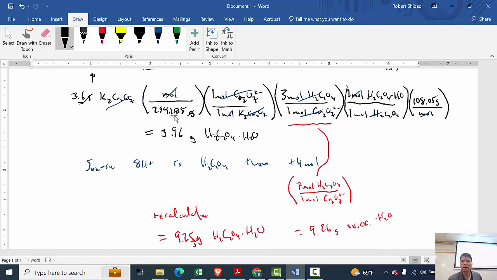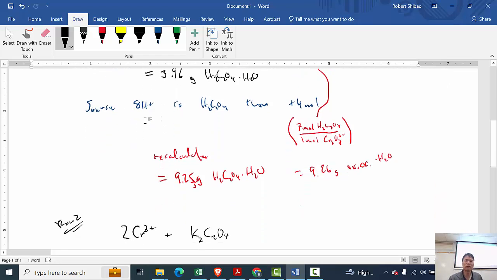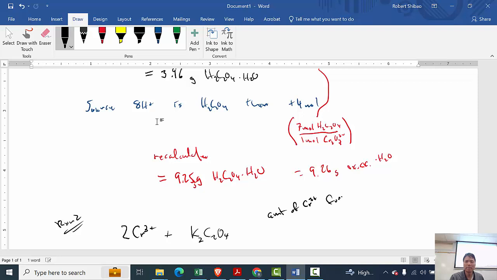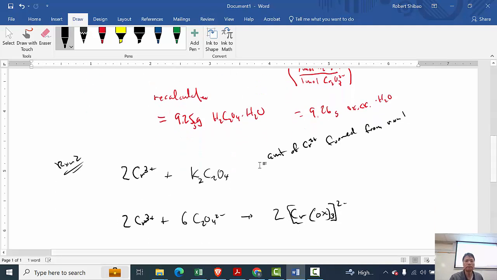What I'm saying is here, rather than figuring out how much oxalic acid, we'll just figure out how much product will form. There are different ways we could do that. I'll do it the long way. There are shortcut ways we could do this. And so let's see, amount of chromium 3 formed from reaction 1. So here we're going to start off with 3.6 grams of the potassium dichromate. For the complex, is it 2 minus or 3 minus? 3 minus. Thanks.